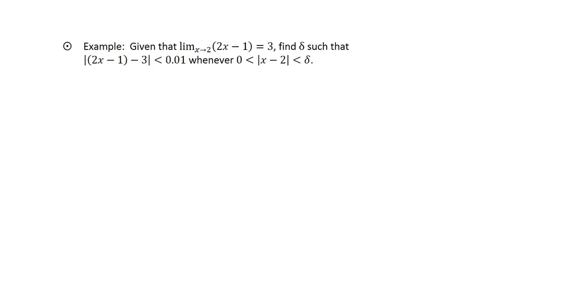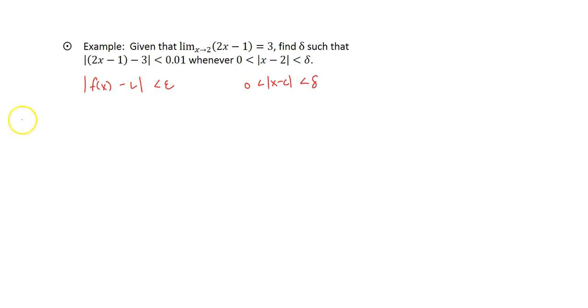So the first type is something like this. It says, given that the limit as x approaches 2 of 2x minus 1 equals 3, we're going to find delta such that the absolute value of 2x minus 1 minus 3 is less than 0.01 whenever the absolute value of x minus 2 is between 0 and delta. So in this problem, if you fill in the pieces, this is the absolute value of f of x minus L less than epsilon, and this is the absolute value of x minus c less than delta.